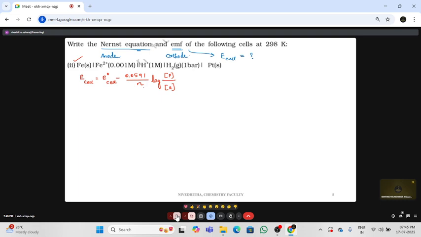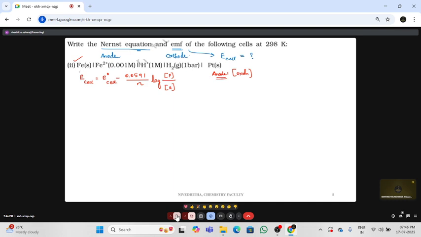So we have to find the number of electrons involved. We have to find the concentrations of product and the reactants. And finally, we have to find the E naught cell also. So first of all, to find the concentration of product, reactant, and number of electrons involved, we have to write the oxidation, reduction, and overall cell reaction. So first, let us start with anode reaction. Anode reaction is nothing but the oxidation. So here, the species which will undergo oxidation is iron.